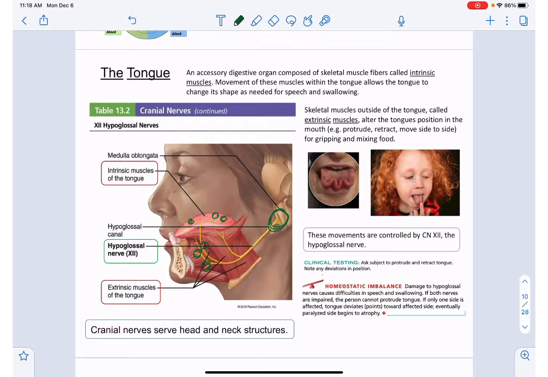Now, it's important to keep in mind that these cranial nerves are paired. And so if both nerves are impaired, then the person will not be able to move their tongue around at all. If only one of the hypoglossal nerves on one side of the body is affected, then they'll only be able to move part of their tongue. They won't be able to move the part that's affected, that's innervated by the cranial nerve.